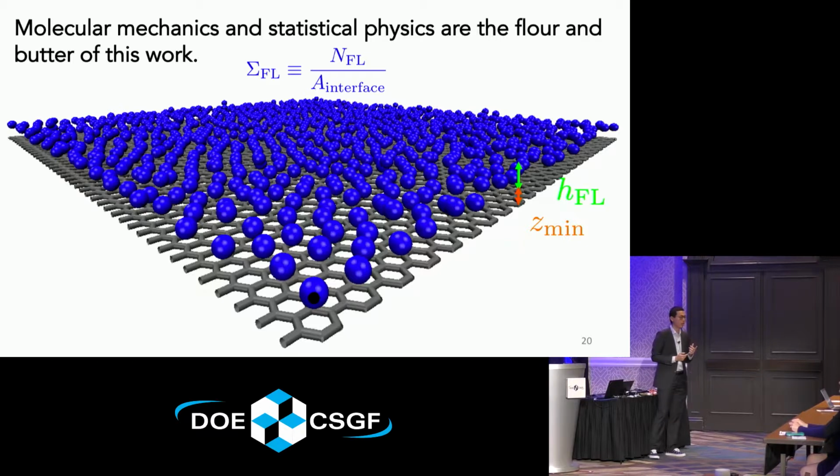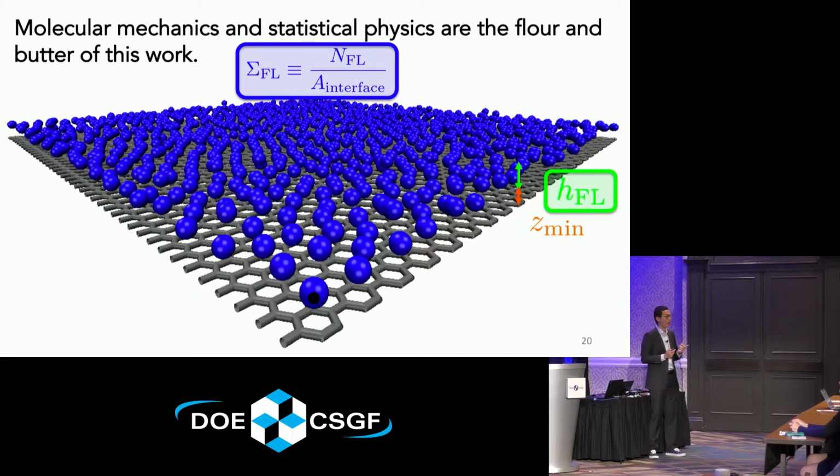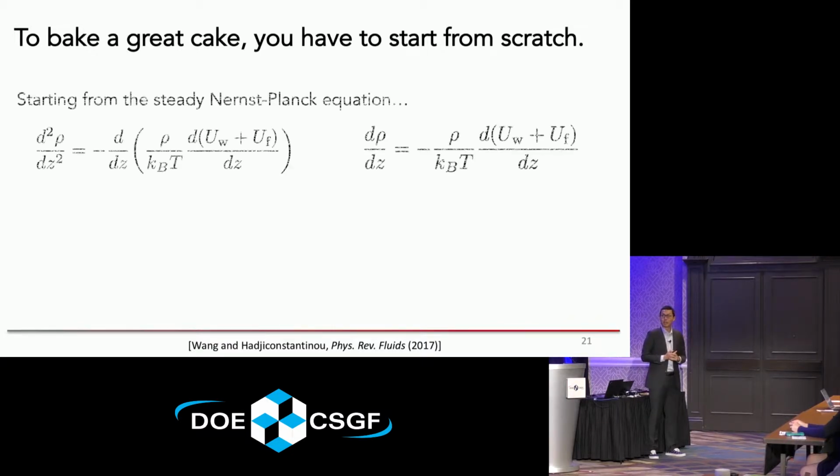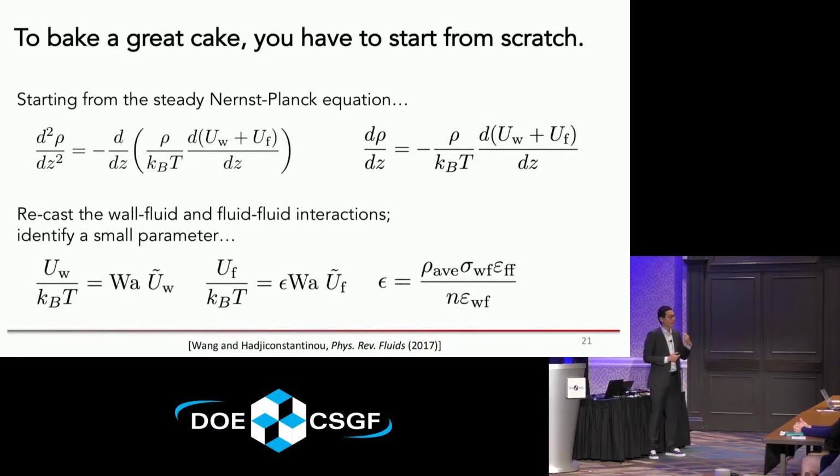We can also think about those quantities HFL and sigma FL. Now these are a little bit more complicated, and so to get some insight on these, we have to do what any great baker would do, and that is start from scratch. In particular, if we start from the steady Nernst-Planck equation, which is an advection diffusion equation that on the one hand relates diffusion that tends to spread a fluid out randomly, and on the other hand has advection that tends to drive fluid to structure in a way based on the external potential gradient, we can rearrange this in the context of a nanoconfined fluid-solid system, and in so doing, we'll identify a dimensionless group called the wall number, as well as this small parameter epsilon.